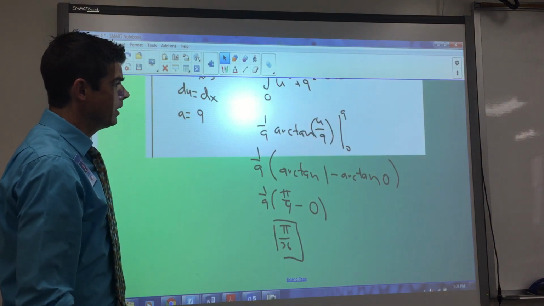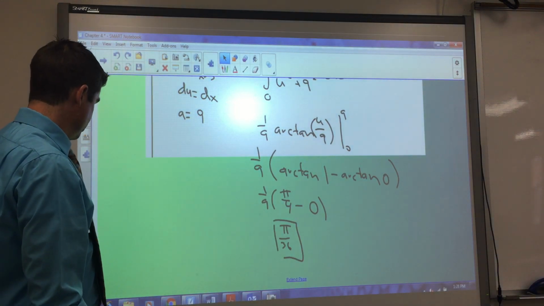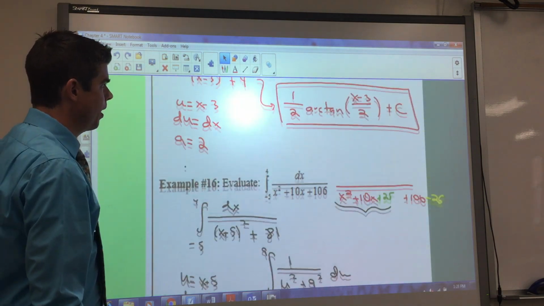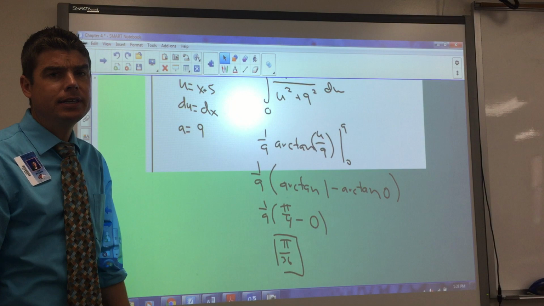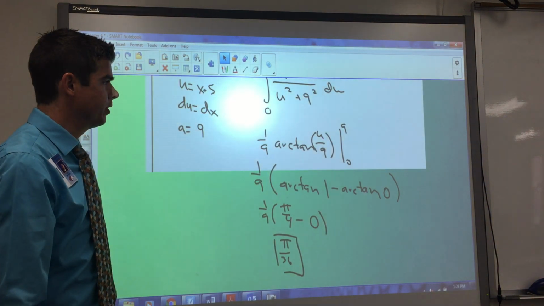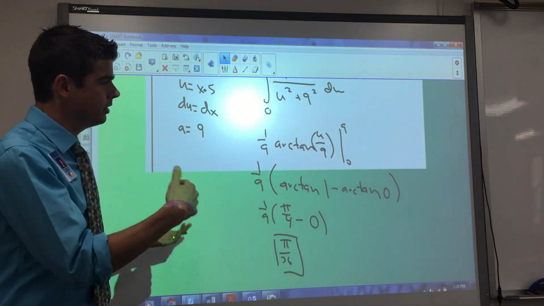Okay, so again, just another example of inverse trig. You should complete all of these problems in your note sheet, check Canvas, and then obviously do the homework, and if you have questions, see me in the morning.